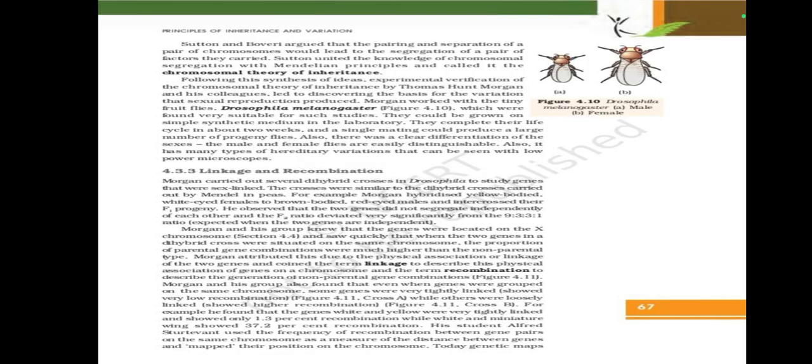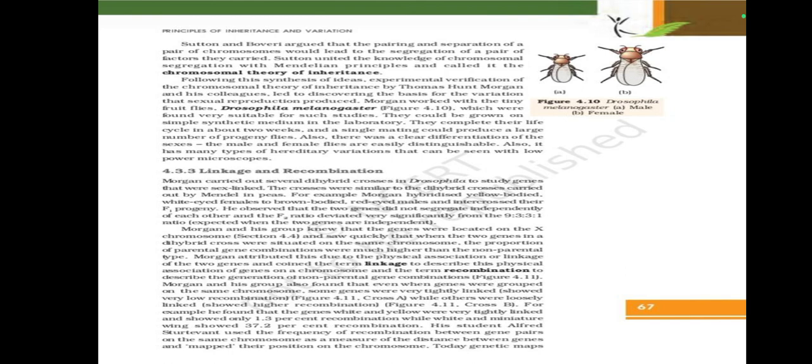Sutton and Boveri argued that the pairing and separation of a pair of chromosomes would lead to the segregation of a pair of factors they carried. The knowledge of chromosomal segregation combined with Mendelian principles is called the chromosomal theory of inheritance. Following this synthesis of ideas, experimental verification of the chromosomal theory of inheritance by Thomas Hunt Morgan and his colleagues led to discovering the basis of variation.